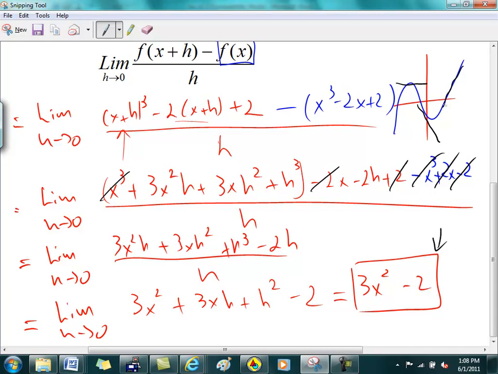So for example, if x here was equal to 3, then to get the slope of this tangent line, all you need to do is take that 3, shove it in there, and you get an answer. You guys with me on that? Yeah? You understand what it's saying?